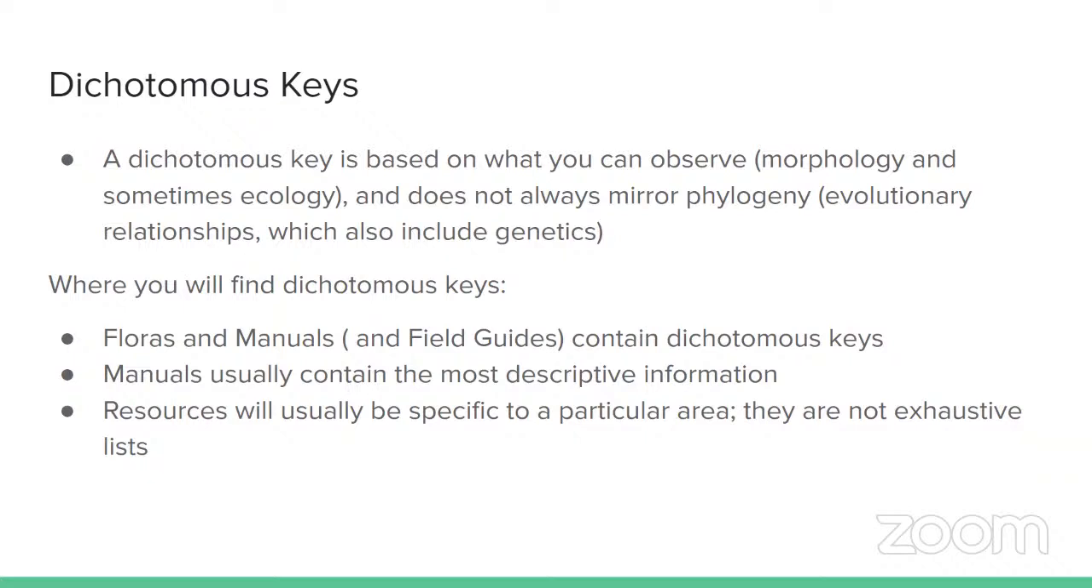So you're finding dichotomous keys in a thing called floras, which are just guides to different flowering plants usually.